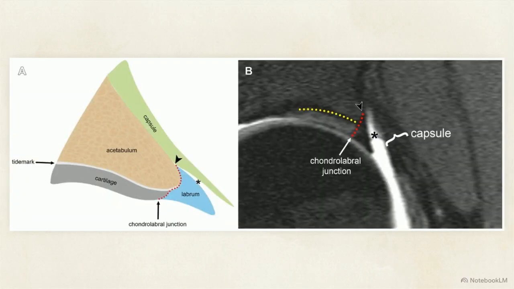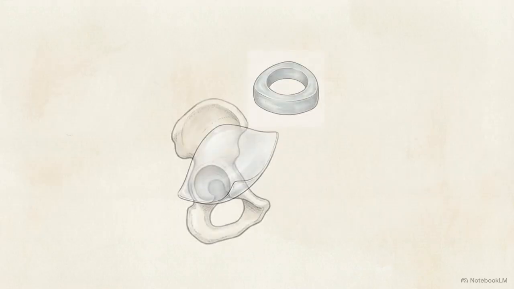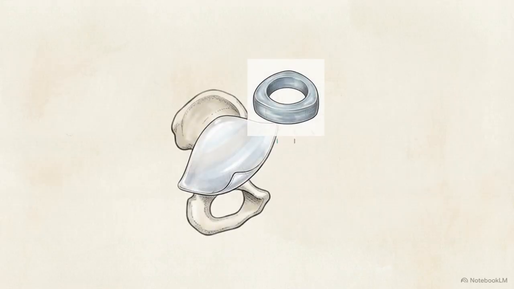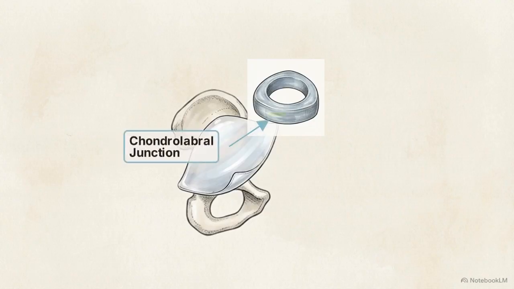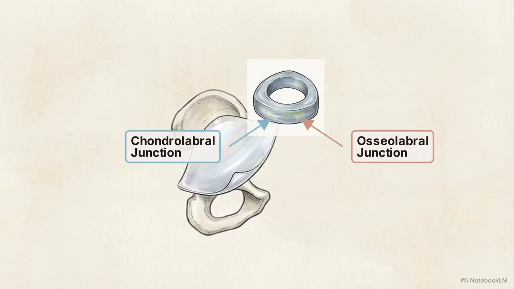This illustration shows the normal morphological baseline of the labrum. In cross-section, it is typically triangular, and on all MRI sequences, it presents with a characteristic diffuse low signal intensity. The base of the labrum has a dual attachment. It spans both the hyaline cartilage at the chondrolabral junction and the acetabular bone at the osteolabral junction.